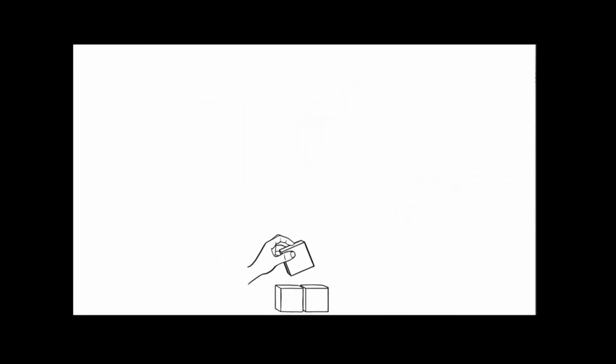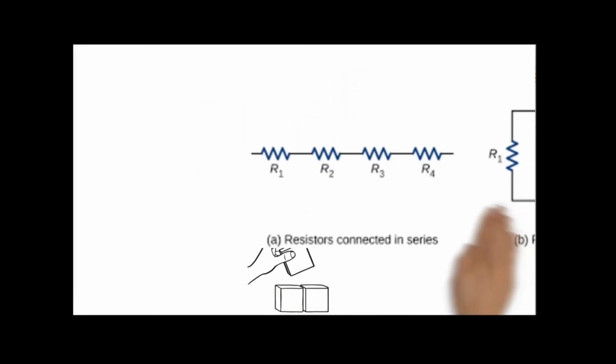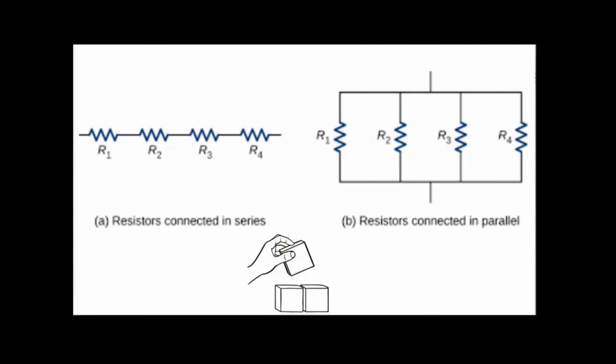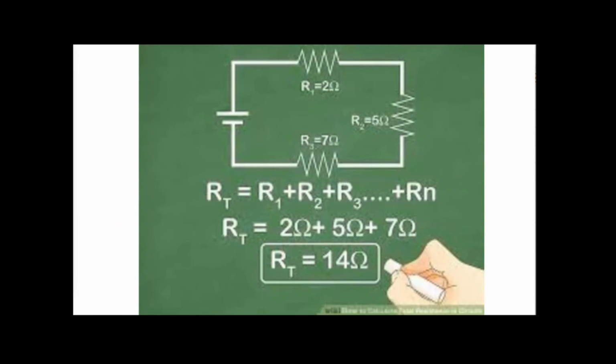We can arrange more than one resistor to get the desired resistance by two combinations, that is, in parallel and in series. When resistors are joined from end to end, it is called in series. In this case, the total resistance of the system is equal to the sum of the resistances of all the resistors in the system.